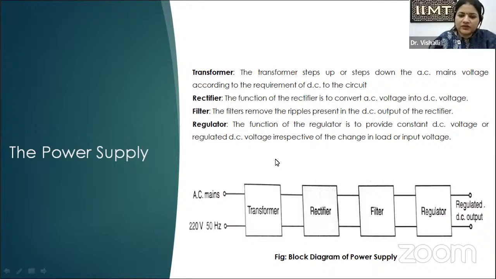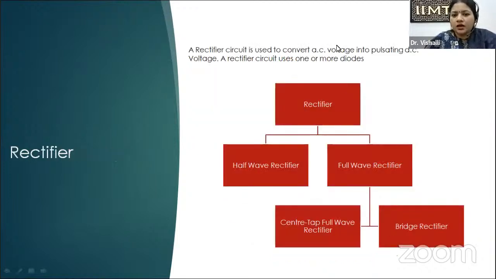So up to now, we have discussed the rectifier circuit. The main purpose of the rectifier circuit is to convert AC into DC. For that purpose, in the rectifier circuits, one or two or four diodes are used. So rectifier circuits can be categorized into two types. One is a half wave rectifier, and second is a full wave rectifier.